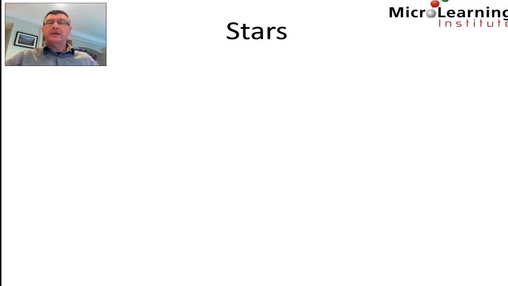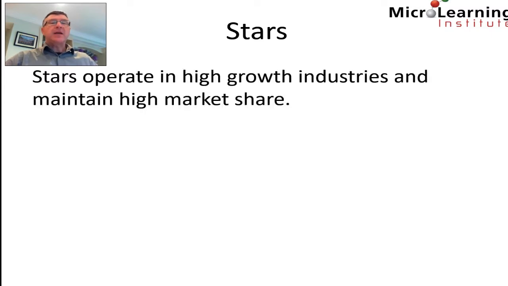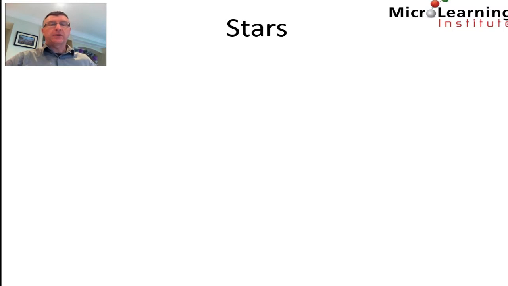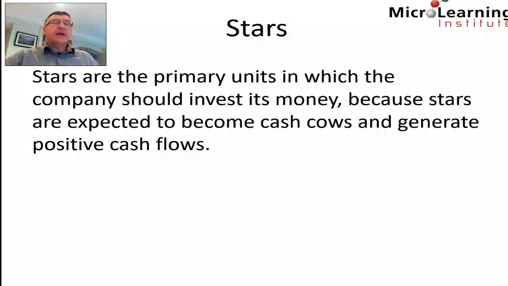Next, let's look at the star product category from the BCG matrix. Star products operate in high growth industries and they maintain high market share. Stars are both cash generators and cash users. Stars are the primary units in which the company should invest its money because stars are expected to become cash cows and to generate positive cash flows in the future.